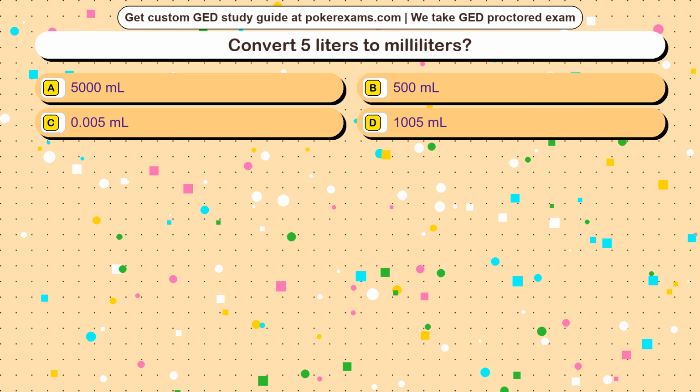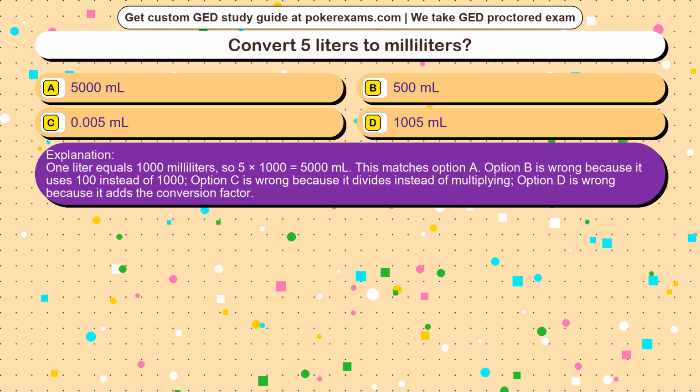The correct answer is option A. 1 liter equals 1000 milliliters, so 5 times 1000 equals 5000 ml. This matches option A. Option B is wrong because it uses 100 instead of 1000. Option C is wrong because it divides instead of multiplying. Option D is wrong because it adds the conversion factor.